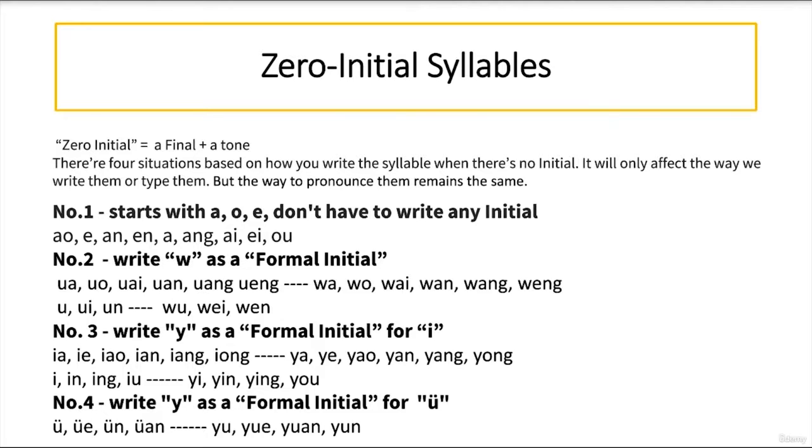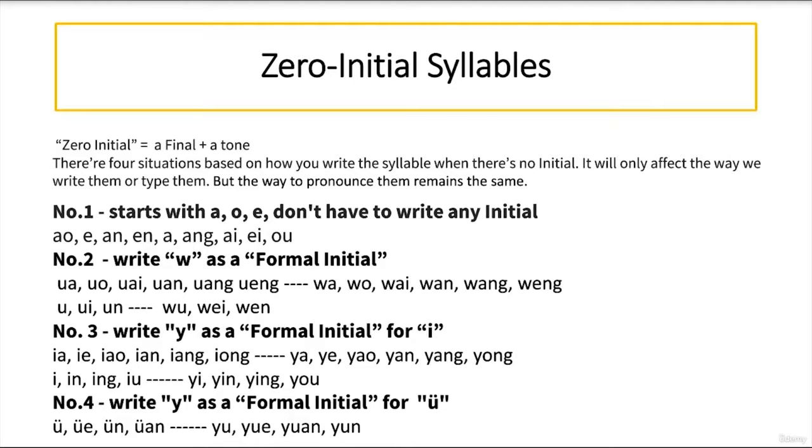When there's no initial, that means the syllable starts with one of the following vowels, because all the finals in the pinyin system start with these 6 vowels. So when the syllable starts with A, O, E in Pinyin, we'll just write the syllable as it is. For example, ao, an, a, ang, ai, ao. All of these finals, you don't have to add any initials.